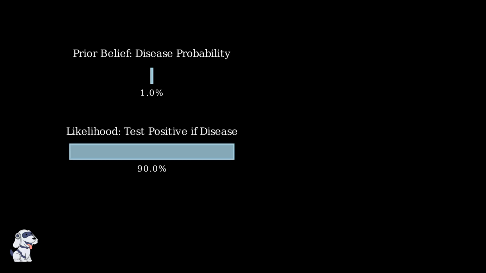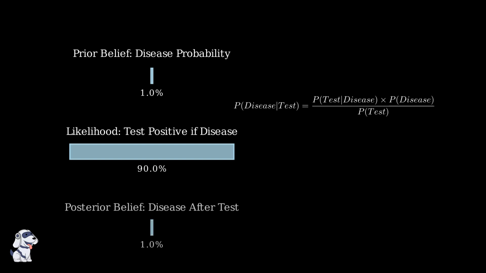Now you get evidence. A witness says they saw the suspect at the scene. The likelihood of this testimony being accurate if the suspect is guilty is 90%. This is our likelihood bar. Bayes' theorem combines these. Posterior probability equals likelihood times prior, divided by the total probability of the evidence. Let's calculate 0.9 times 0.01 divided by the normalizing factor. The updated belief is about 8.3%, much higher than the initial 1%, but not 90% as intuition might suggest. The detective's suspicion grows, but remains cautious. This is Bayesian thinking in action, updating beliefs with new evidence.